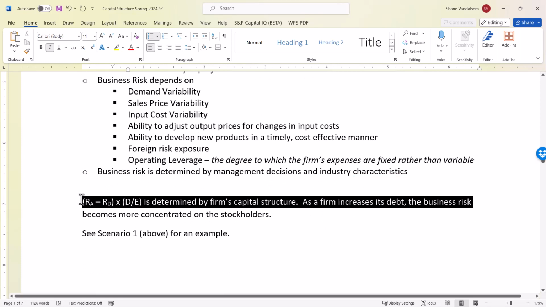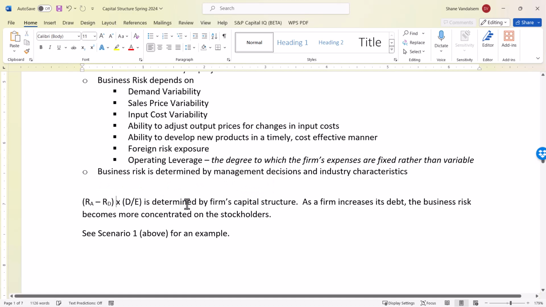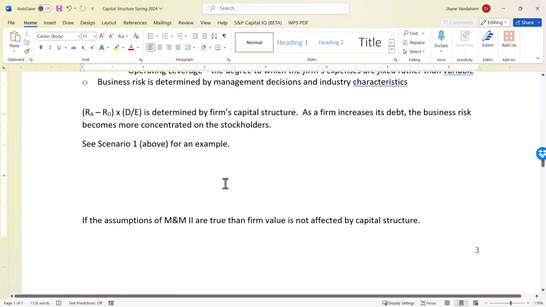This portion, R_A minus R_D multiplied by the debt to equity ratio, is determined by the firm's capital structure. As a firm increases its debt, the business risk becomes more concentrated on the stockholders. And then I say, see scenario 1 for an example.